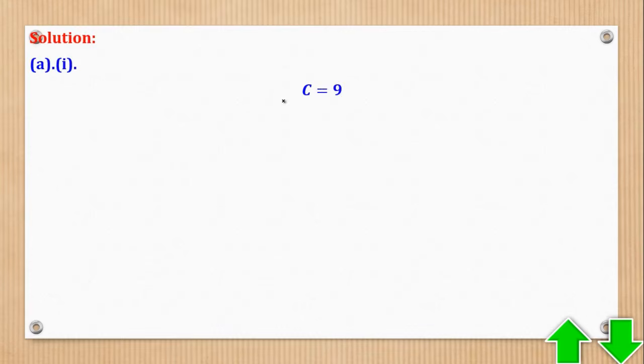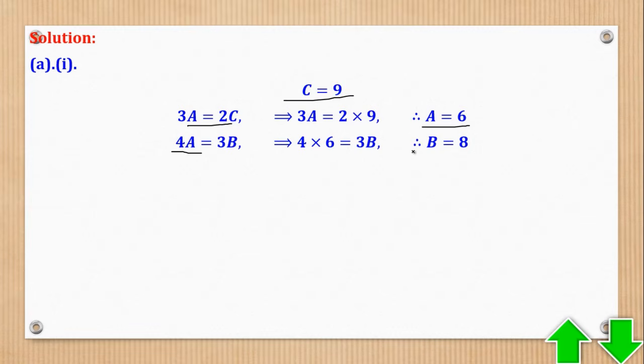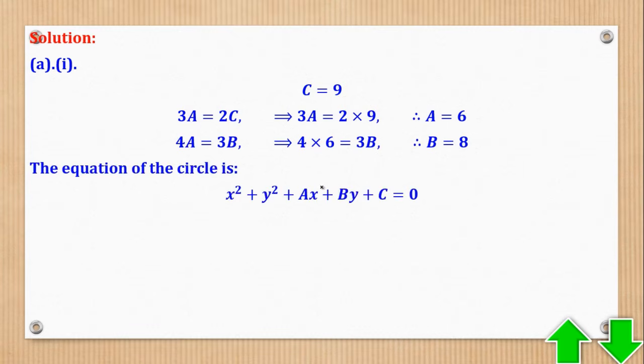So first of all, we are given that c is equal to 9. Therefore, from this, I'll come up with a as 6. Then from this, I'll come up with b as 8. Therefore, the equation of the circle, remember it had a, b, c. So I'll substitute for a, b, and c to come up with that as the equation of the circle.